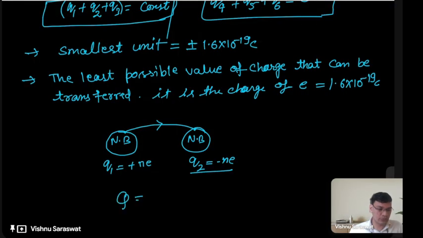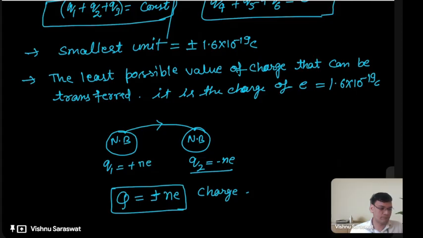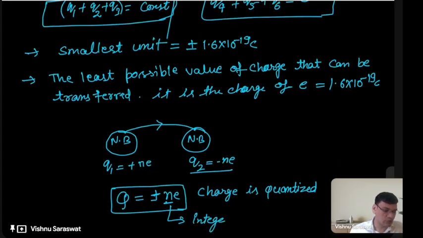Q is equal to plus minus ne. Charge is quantized. Quantized means charge always comes in the form of packets, it is never a fraction, because here n is an integral value, an integer. So n is equal to 0, 1, 2, 3.